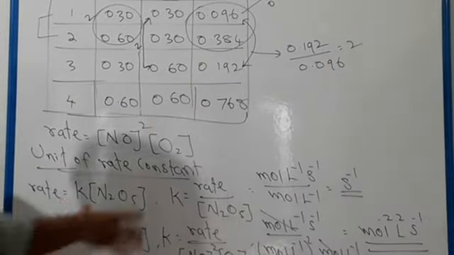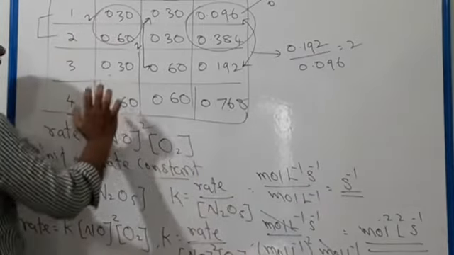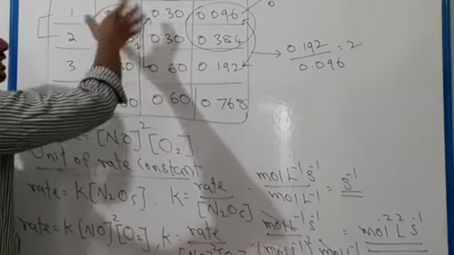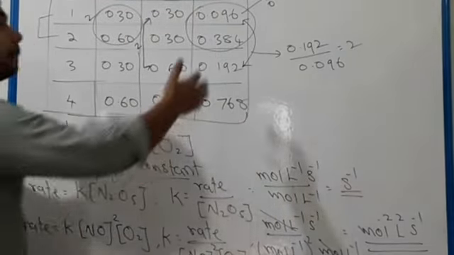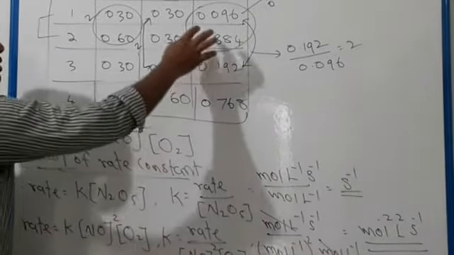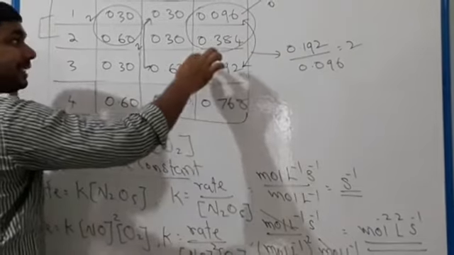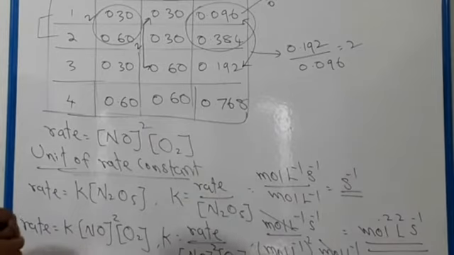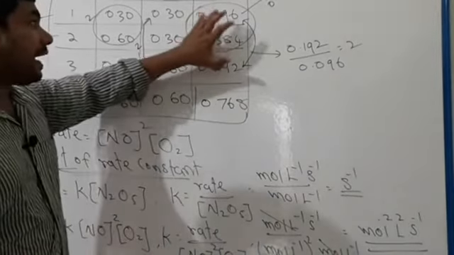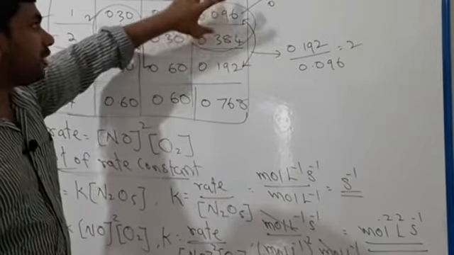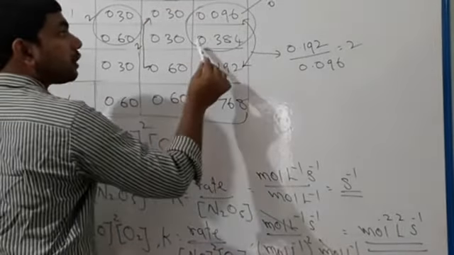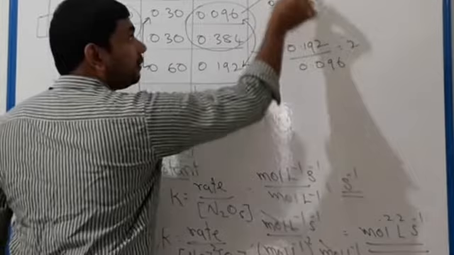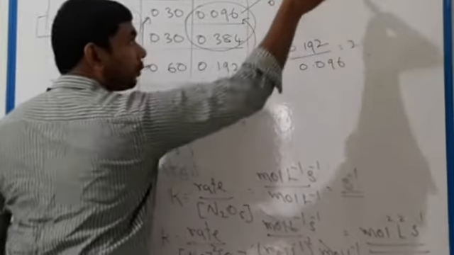So what is the difference when you consider the first and second experiment? Concentration of oxygen is constant. When you change the concentration of NO twice, what happened to the rate of reaction? First it was 0.096. In the second case it is 0.384. So the difference between these two rates you can find like this, 0.384 divided by 0.096. The difference between these two is 4.